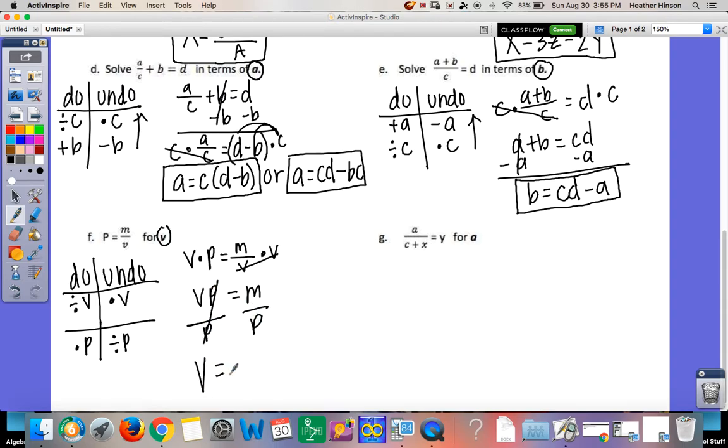So v equals m over p. We can't simplify it because they're different letters. If it was numbers, we could, but with letters, we can't. So that is it.